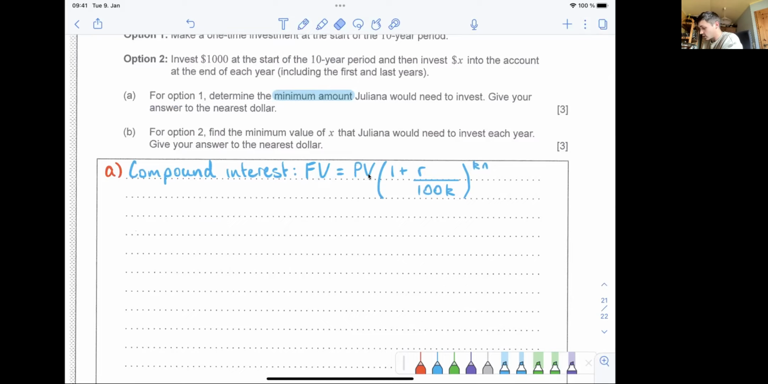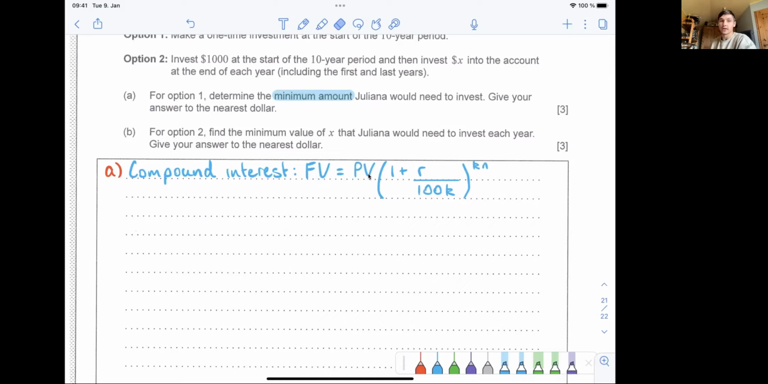Then divided by 100K, and K is the number of compounding periods per year. In the course, you will have annually, half yearly, quarterly, and monthly. Those are the four options, so K can take the value of 1, 2, 4, or 12. For the most part, those will be the main options you'll get. And that's raised to the power of K multiplied by N, which is the number of years.